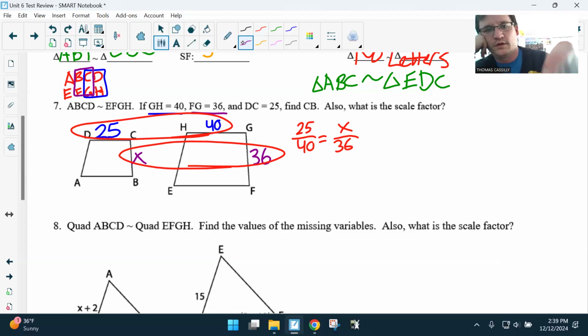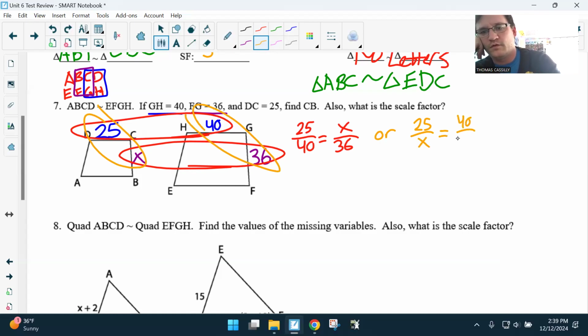Or we could say this, or go the other direction. We could say 25 over x equals 40 over 36. Both of those would be correct because let's take a look. When we cross multiply, we get 40x equals a big number. I don't know what 25 times 36 is, but I can figure it out. That's just 900.